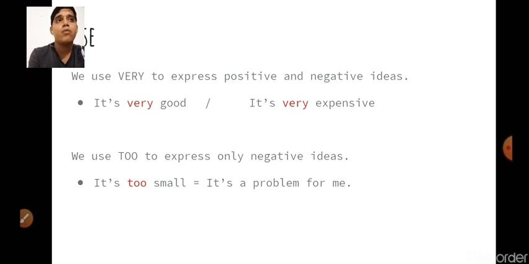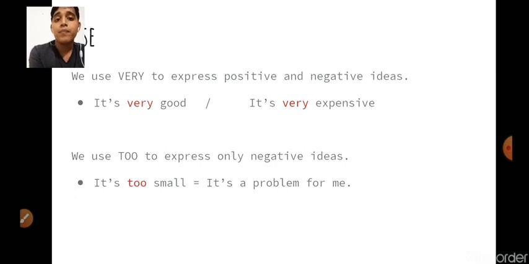You say this when something has a high price and you cannot buy this, or you just don't want to buy this because it's really really expensive and you can't afford it. That's it. It's very good and it's very expensive. Positive and negative. We use too to express only negative ideas. Remember this. Very, positive and negative, and too, only negative ideas.